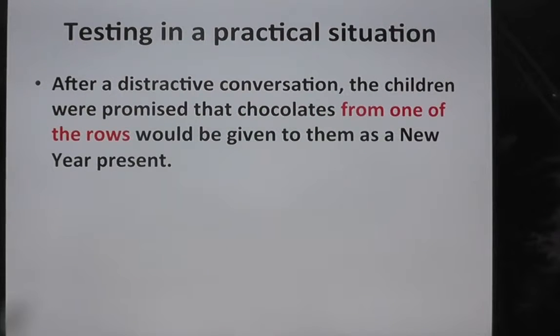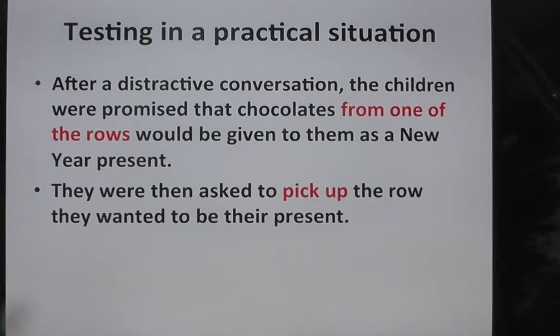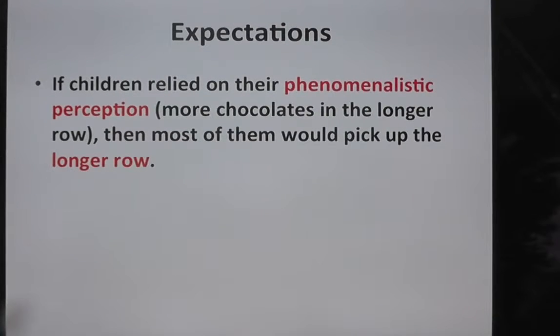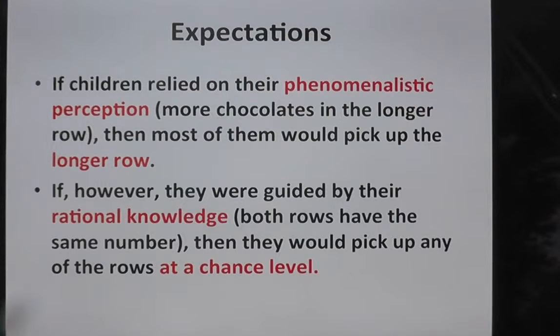After a distracting conversation, the children were promised that chocolates from one of the rows would be given to them as a New Year present. They were then asked to pick up the row they wanted to be their present. We expected that if children relied on their phenomenalistic perception, more chocolates in the longer row, then most of them would pick up the longer row. If, however, they were guided by their rational knowledge, both rows have the same number, then they would pick up any of the rows at a chance level.